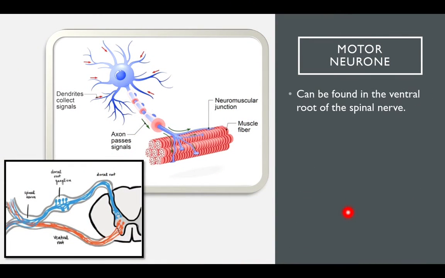Okay, let's look at motor neuron. Okay, motor neuron can be found in the ventral root of the spinal nerve.